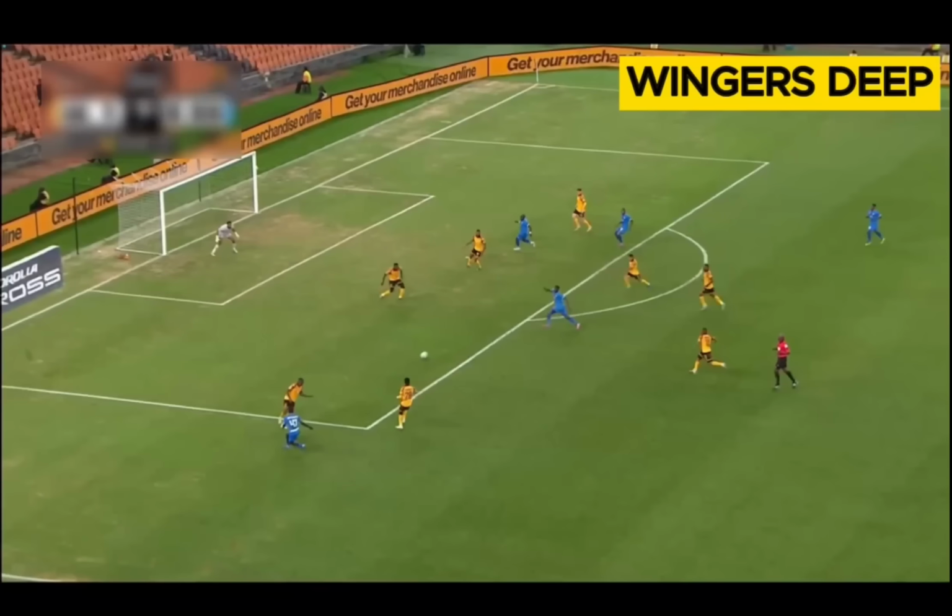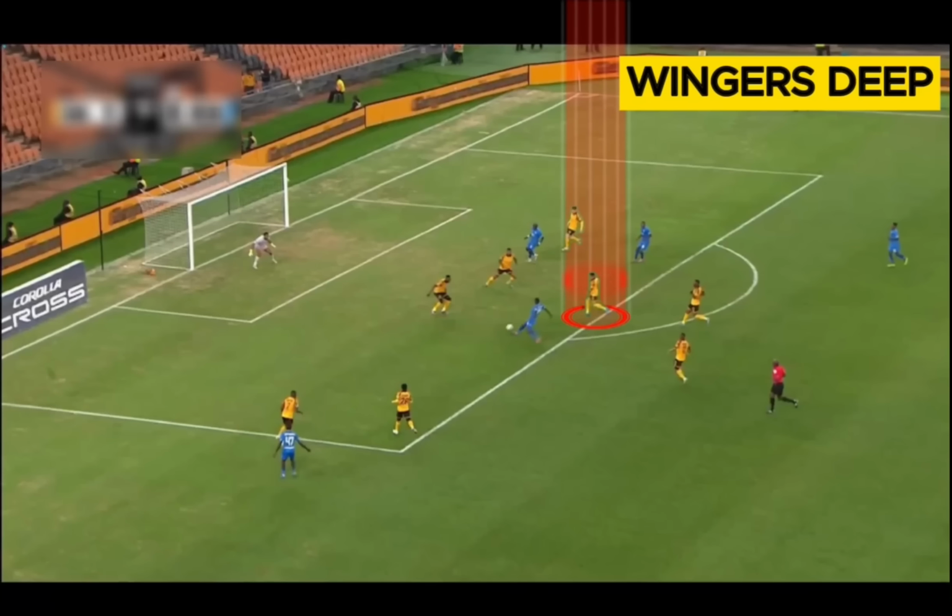Now, let's continue and look at how Chiefs were defending. Look at how deep the wingers were.